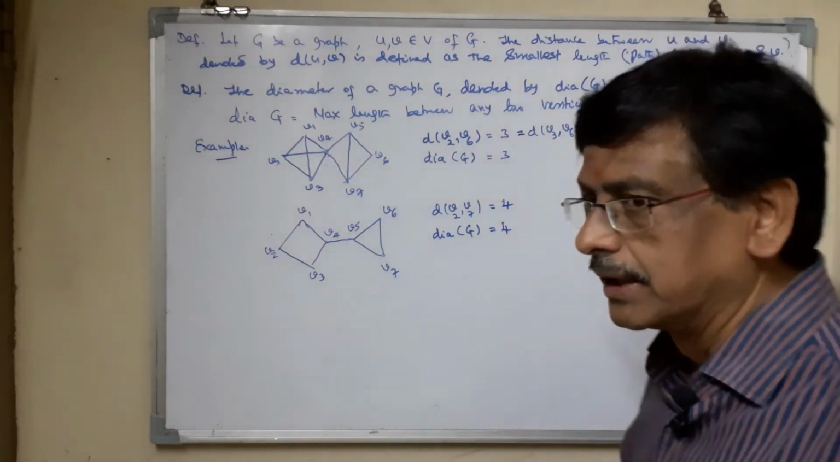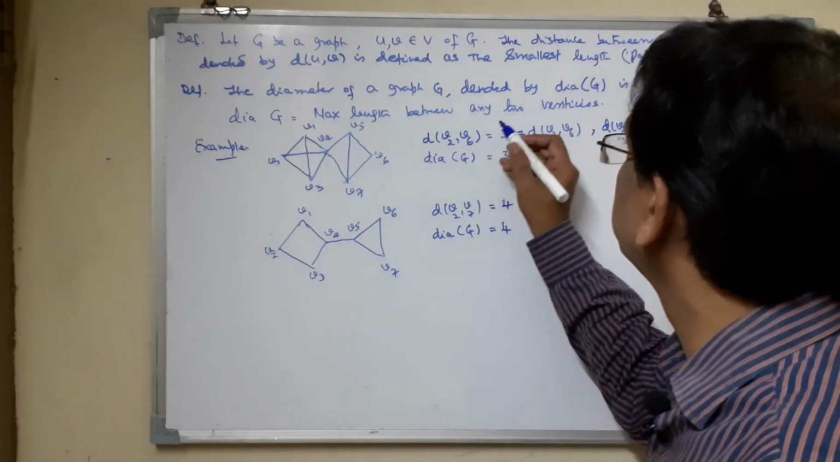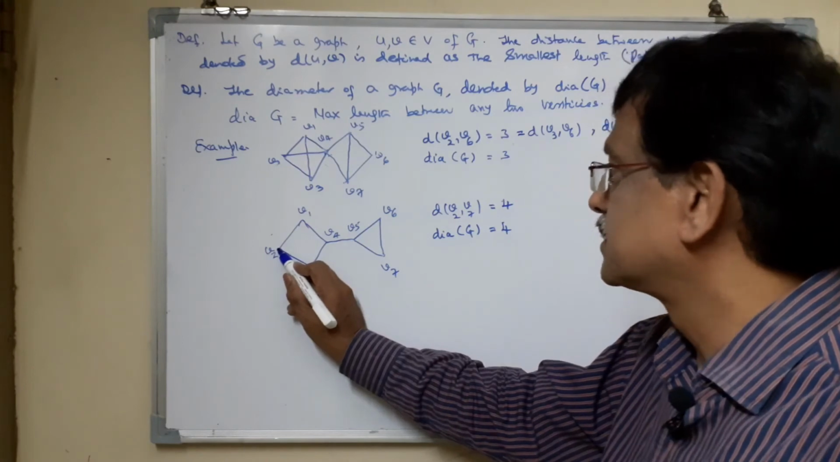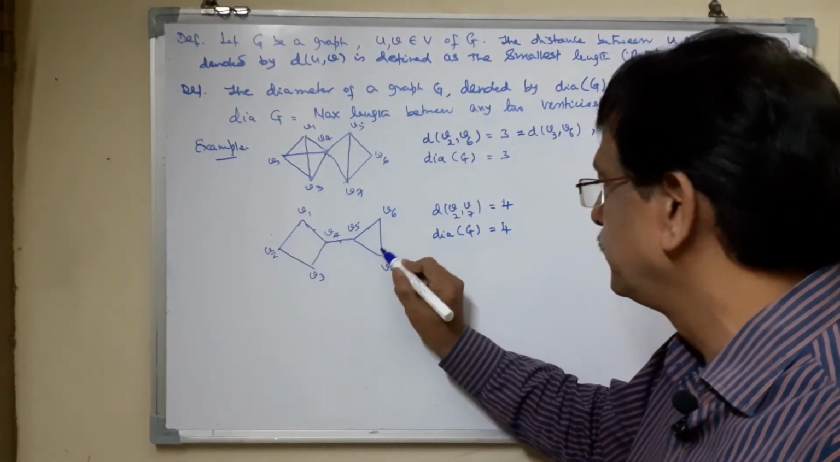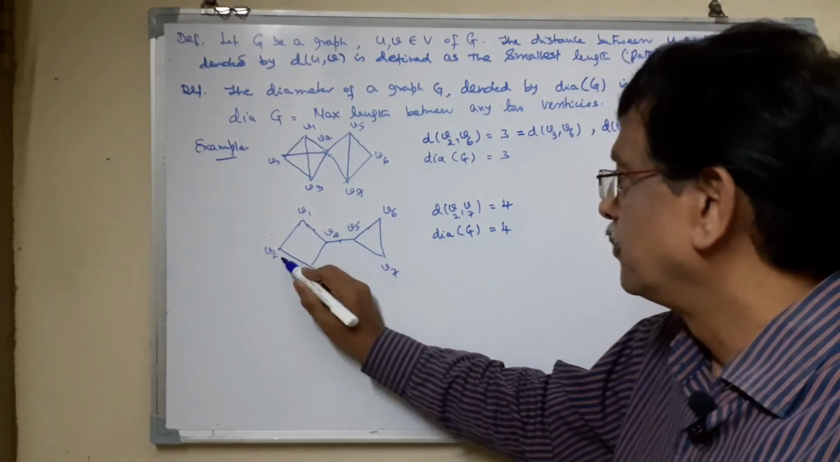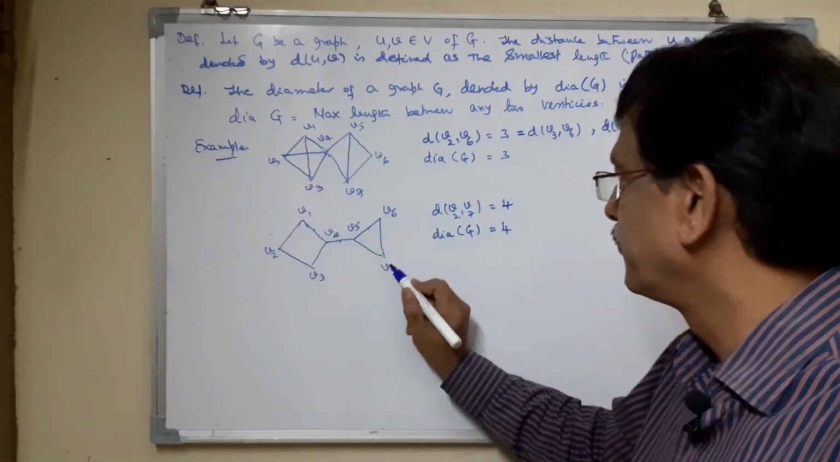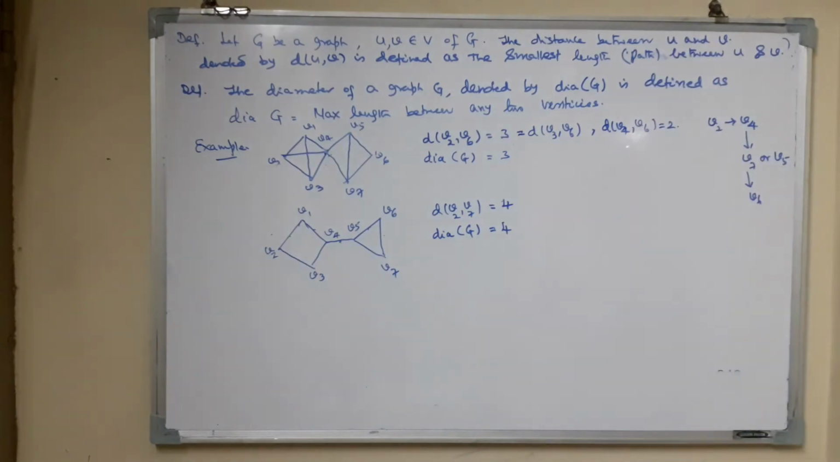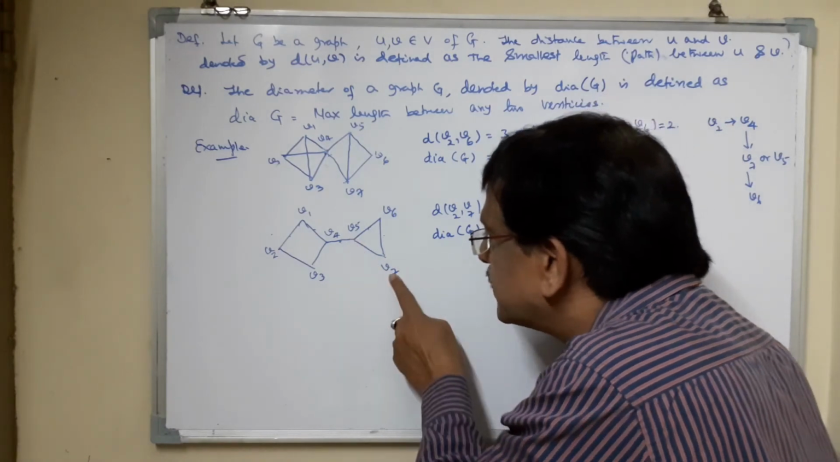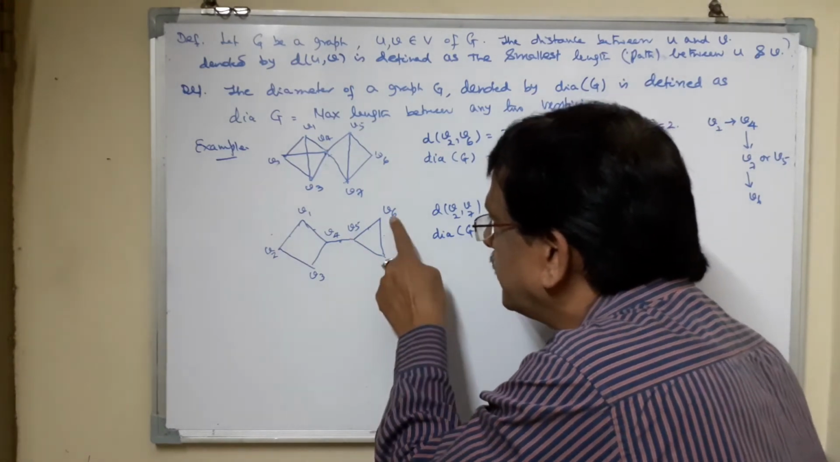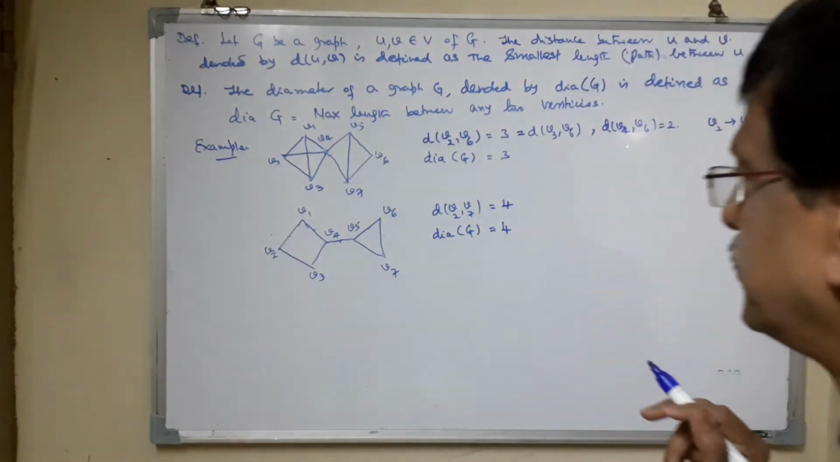Now, look at this. Maximal length between any two vertices means, if you count like this, it is false: 1, 2, 3, 4, 5 and 6. See, 1, 2, 3, 4 and 5. Because once you reach V5, the immediate step is V7. If you want to reach V7, the immediate step from V5 is V7. So you cannot travel to V6 and then come to V7.